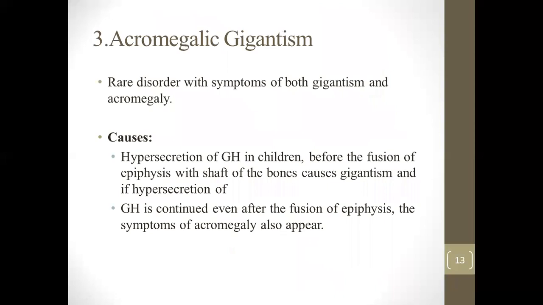Then the upper jaw. Okay. Acromegalic gigantism is the third one of a hypersecretion of the growth hormone. Before and after. Okay, it is a rare disease which is a combination of both gigantism and acromegaly. Hypersecretion of the growth hormone in the children before the fusion of the epiphysis with the shaft of the bone causes gigantism, and if the hypersecretion of the growth hormone occurs even after the fusion of the epiphysis, the symptoms of acromegaly will appear, and then their combined syndrome is known as acromegalic gigantism.